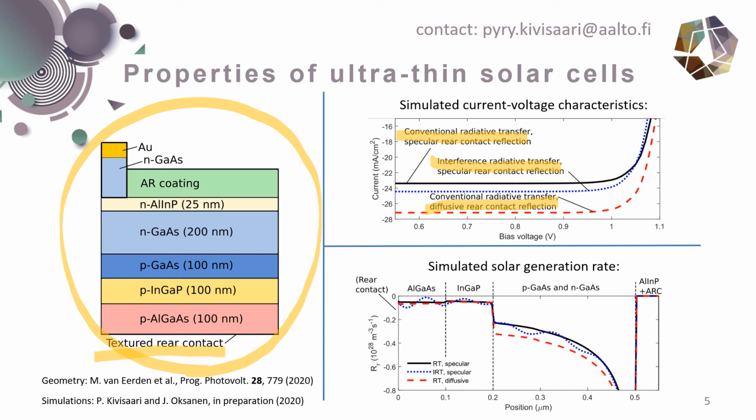Here we see that by accounting for diffusive scattering at the rear contact, we can reproduce the experimental results that are in favor of textured rear contacts in ultra-thin solar cells. And this is due to a larger solar generation rate here that we get thanks to the diffusive scattering of light at the textured rear contact.